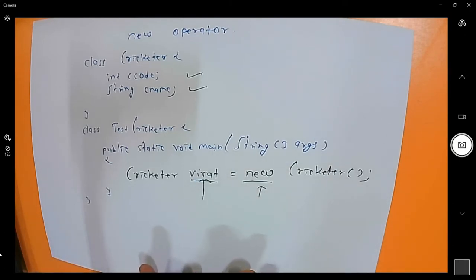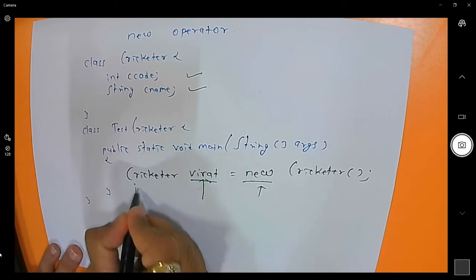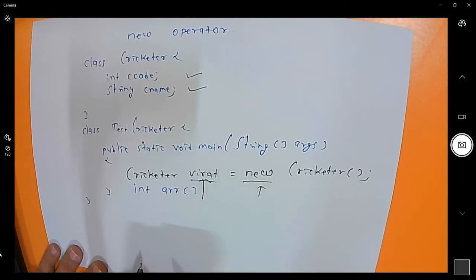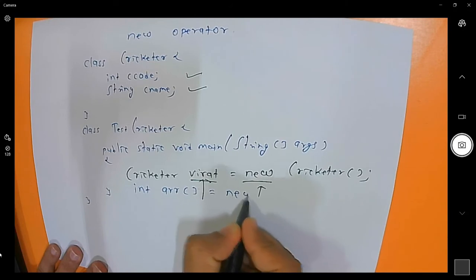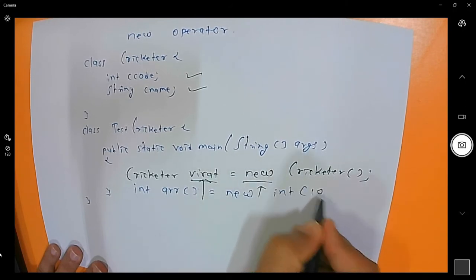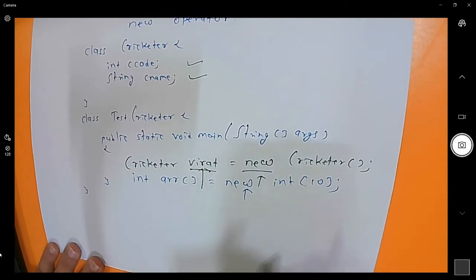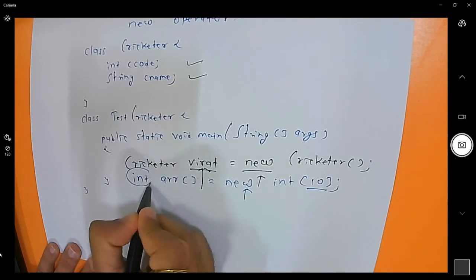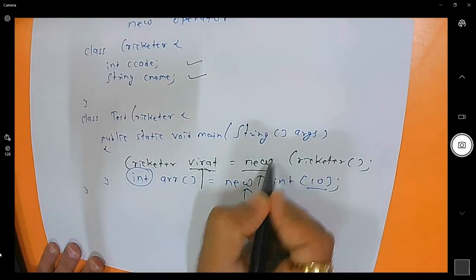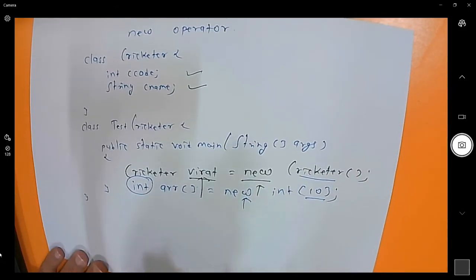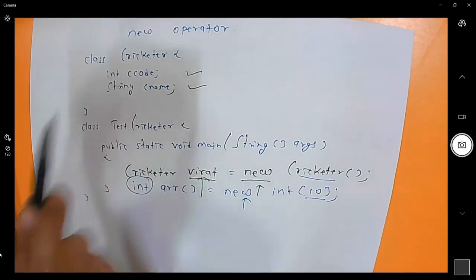Not only this, in Java, you can create an array also using the new operator. For example, if you want to create an array of integer, I want to create an arr of integer. Then I can write int arr array is equal to new int of, for example, 10. Then what will this do? This new operator is used to create 10 objects of integer data type. And this new operator is used to create one object of the cricketer class. So in short, we can say the new operator is used to create new objects.